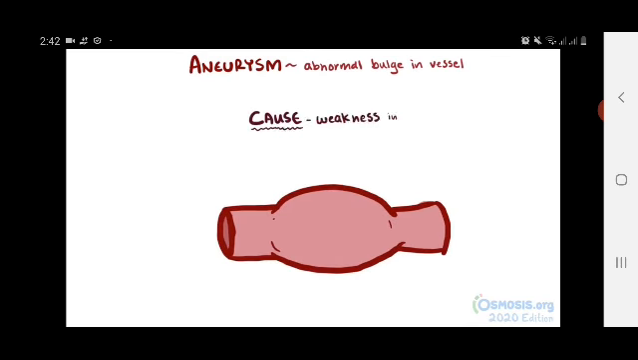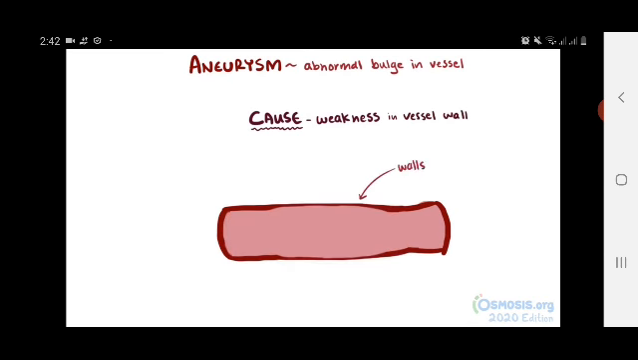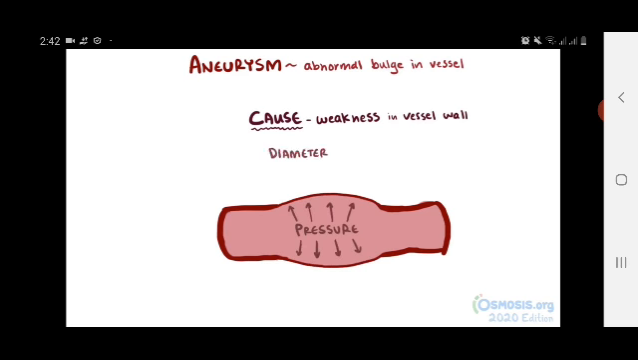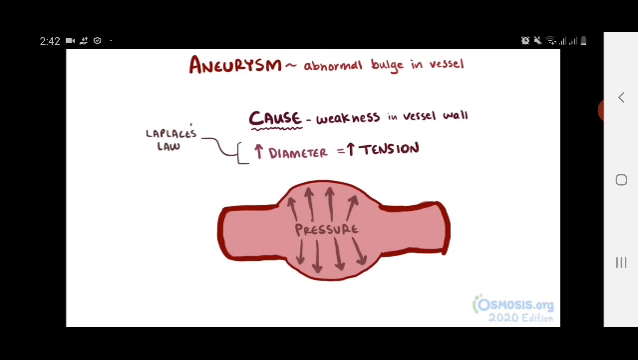Aneurysms are caused by a weakness in the blood vessel wall, so anything, really anything, that causes the wall to weaken can cause an aneurysm. When a blood vessel wall weakens, it struggles to contain the pressure of the blood pushing against the walls, so the diameter of the blood vessel lumen increases. On top of this, pressure tension on the blood vessel walls increases as the diameter of the lumen increases thanks to Laplace's law, making the aneurysm diameter even bigger, creating this cycle of continuous bulging.